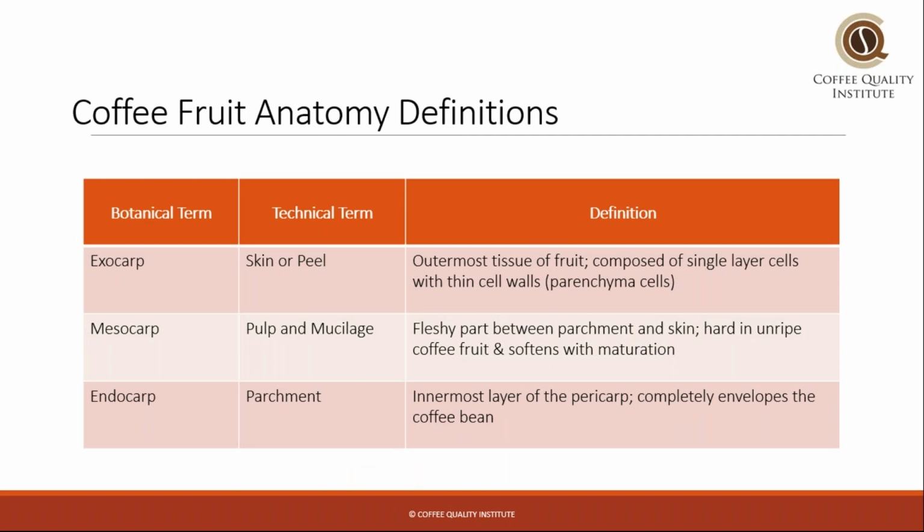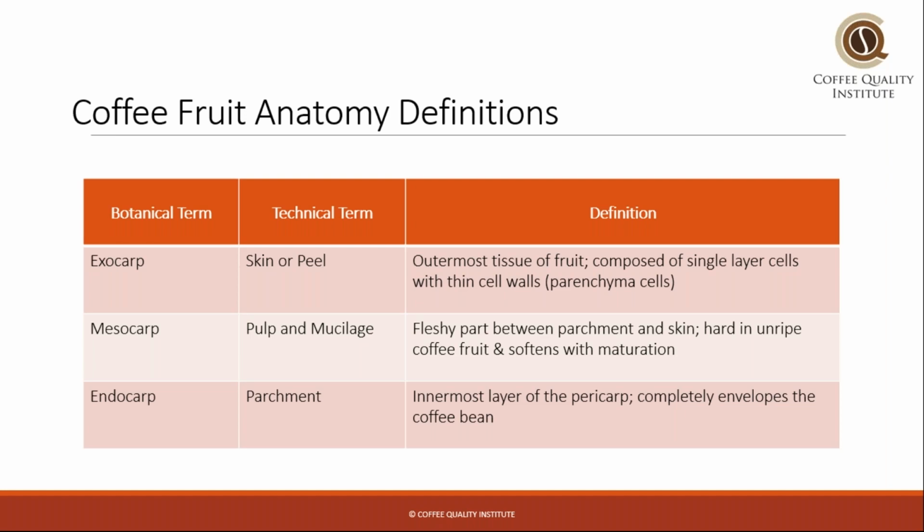So let's look at the definitions and compare them. We have the botanical term on the left, the technical term in the middle, and the definition of those on the right of this table. The exocarp, again, is the skin or peel of the fruit, and it's the outermost tissue of the fruit, comprising maybe even a single layer of cells with thin cell walls.